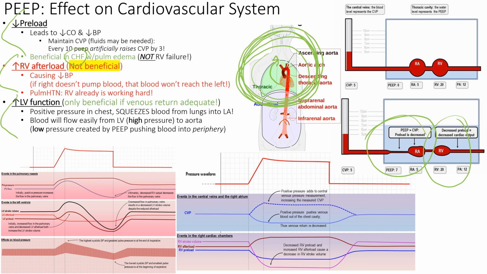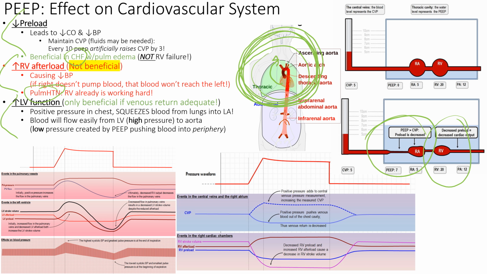Who gets cor pulmonale? COPDers, right? Some people with lung disease. So that's going to be extra work for the right heart, and it can even get a right ventricular MI because of that. Okay, pulmonary hypertension, they're already working hard. That's going to make them work even harder.